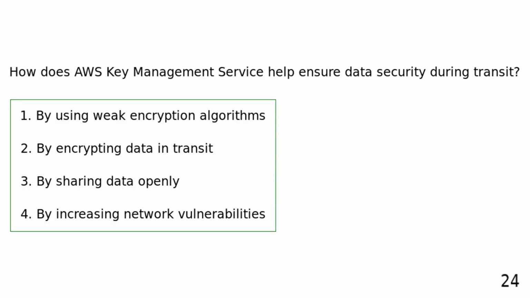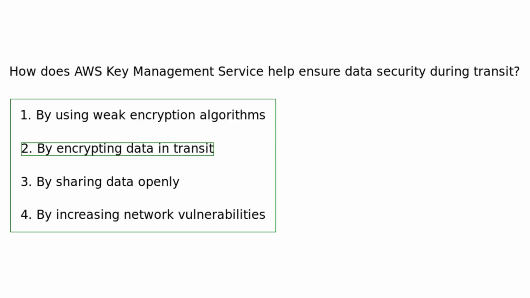How does AWS Key Management Service help ensure data security during transit? By using weak encryption algorithms. By encrypting data in transit. By sharing data openly. By increasing network vulnerabilities. AWS Key Management Service helps ensure data security during transit by encrypting data using encryption keys, protecting sensitive information from unauthorized access or interception.